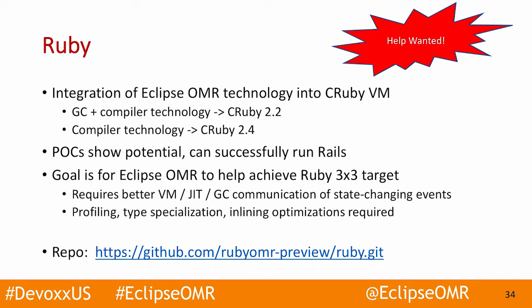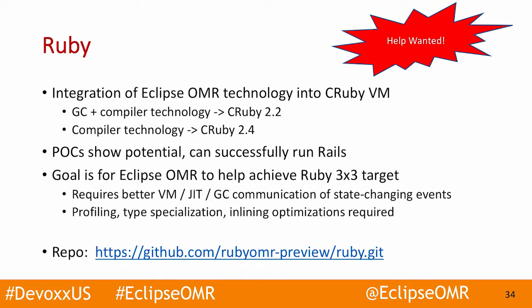So for example, when classes die or when classes get overridden or extended in some way, you've changed things in the environment that a compiler or a GC would need to know about. There's not really a lot of that communication yet, but it needs to happen.